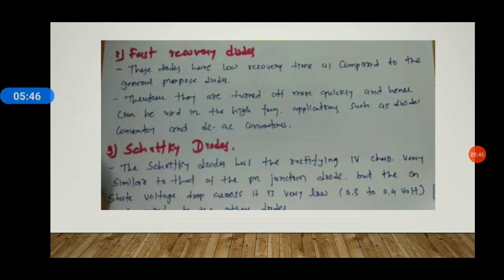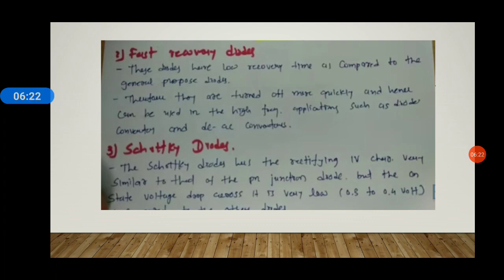The second power diode is the fast recovery diode. These diodes have low recovery time as compared to general purpose diodes. Therefore, they are turned off more quickly and hence can be used in high frequency applications such as diode connectors and DC to AC converters. These DC to AC converters, DC to DC converters, buck converters, these various types of converters you will study in the later units of your syllabus.